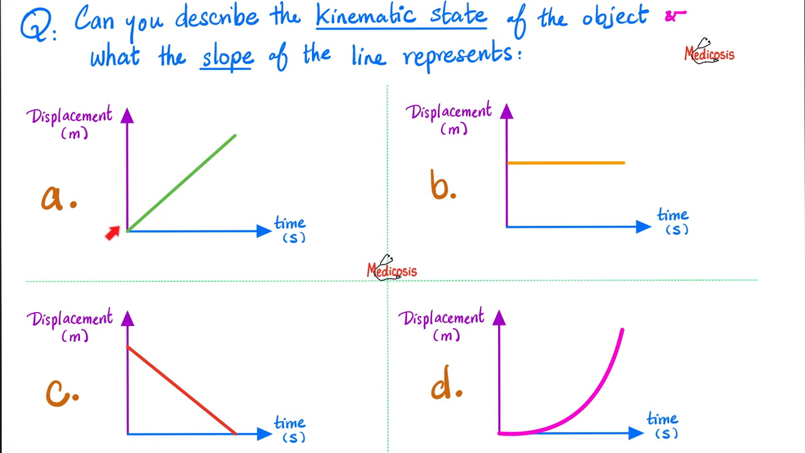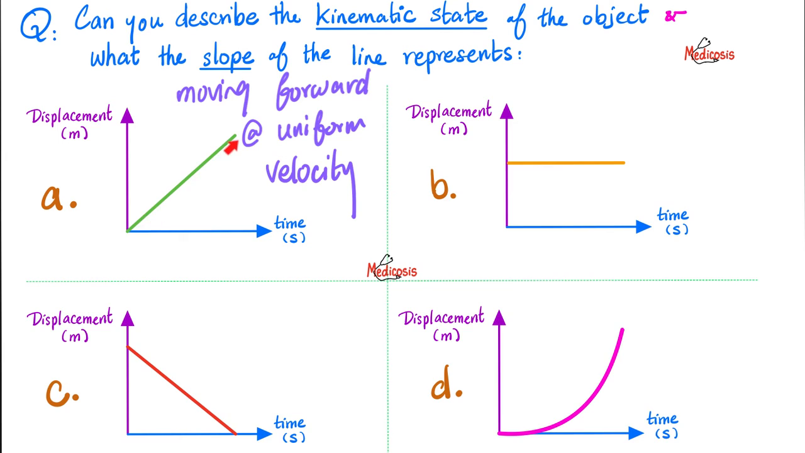In the first one, I have displacement and time, and the displacement keeps going up and up. So this is an object that is moving forwards, okay? So displacement is positive, that's why it's forwards, and at a constant or uniform velocity. What does that slope represent? It is the change in the y-axis over the change in the x-axis. Delta d over delta t is velocity, so this slope represents velocity.